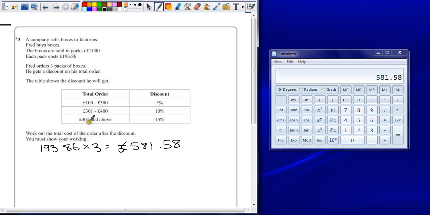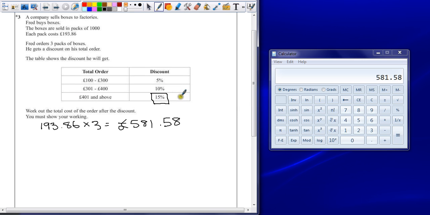Now, because his total order is over £401, it means we're going to get a 15% discount. Just identifying that alone would give us a mark. So potentially already by doing this, we've got 2 marks. Now we just need to work out what a 15% discount is.